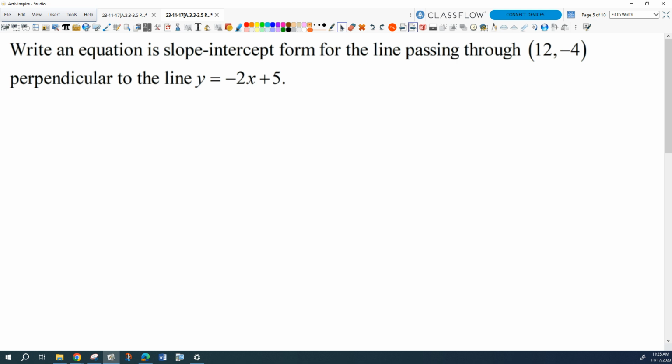Okay, how about this one? Same kind of thing. Write an equation in slope-intercept form. It's supposed to be in, not is. In slope-intercept form for the line passing through this point perpendicular to this line. Okay? So I've got a point. I've got my values of x1 and y1, right? How am I going to get a slope? How am I going to get a slope out of this?